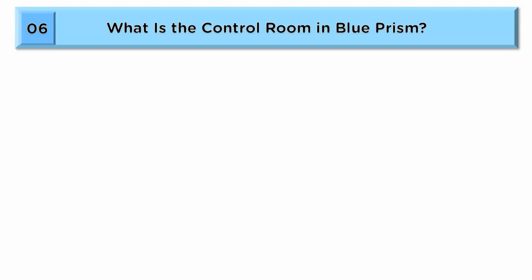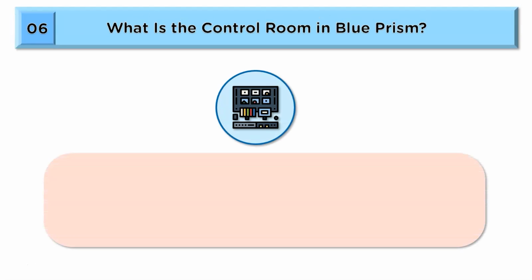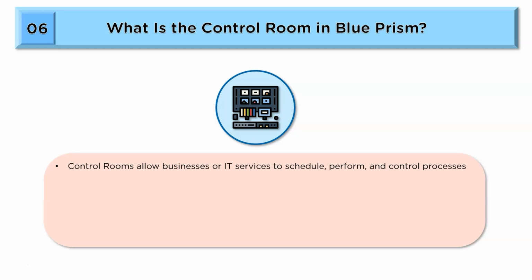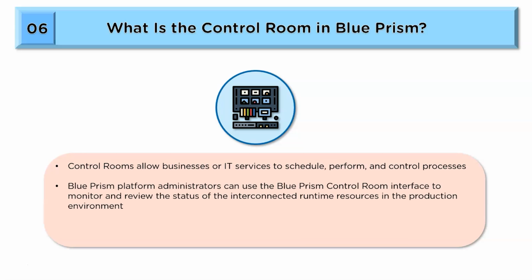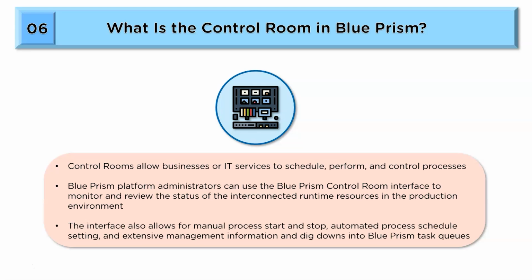What is control room in Blue Prism? Control room allows businesses or IT services to schedule, perform, and control processes. Blue Prism platform administrators use the control room interface to monitor and review the status of connected runtime resources in the production environment. The interface also allows for manual process start and stop, automated process schedule setting, and extensive management information and drill downs into Blue Prism task queues.